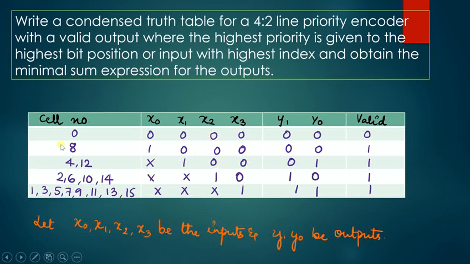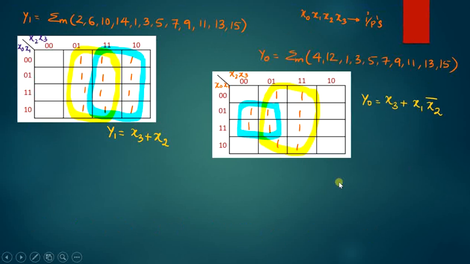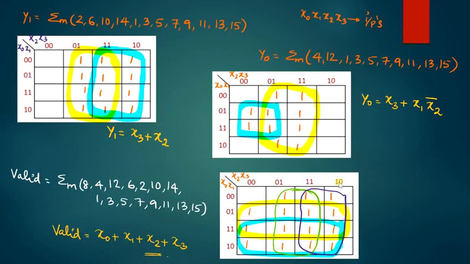Then your cell numbers will change, your expressions for y1 and y0 will change, but your validity, will it change or will it remain the same? Because validity is equal to 0 only for the minterm corresponding to logic 0. In an encoder, we cannot have all elements to be equal to 0 because at least one of them has to be, any one line of the encoder input has to be active high or active low.